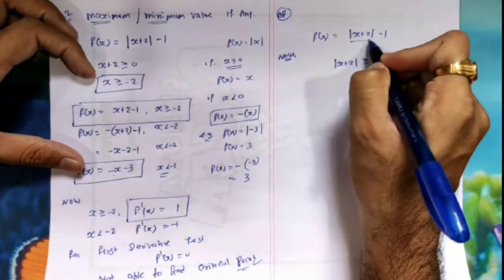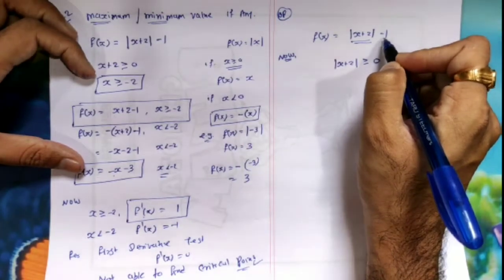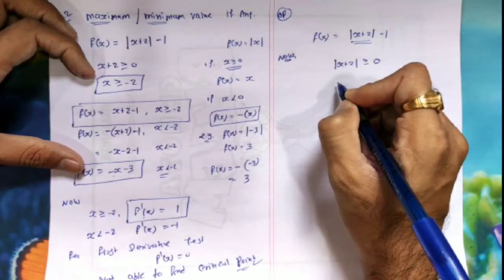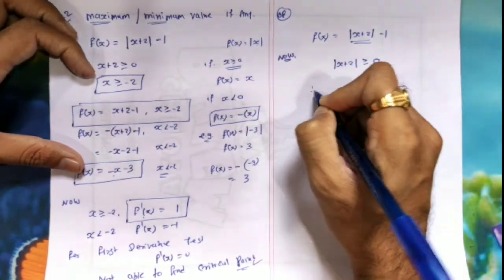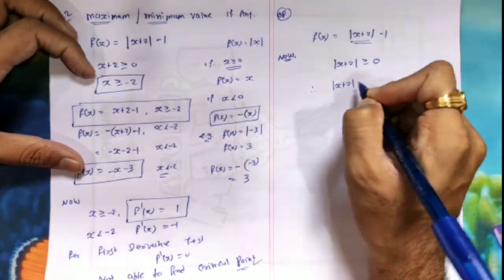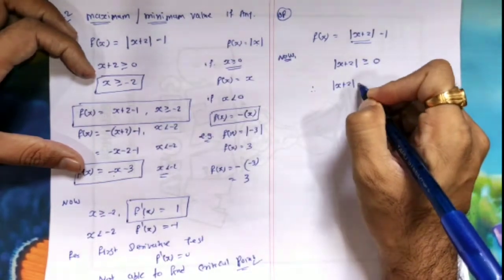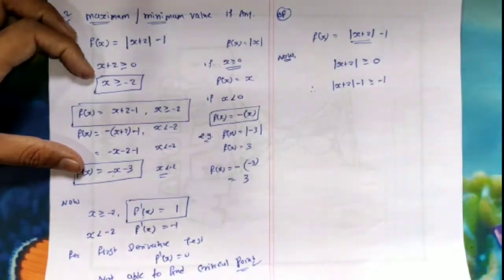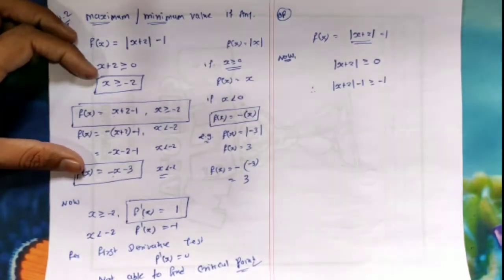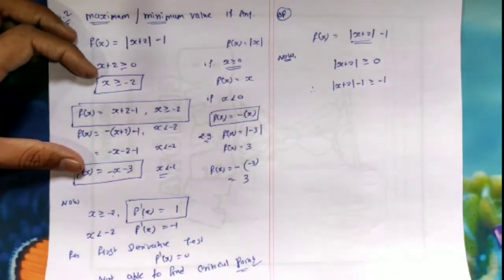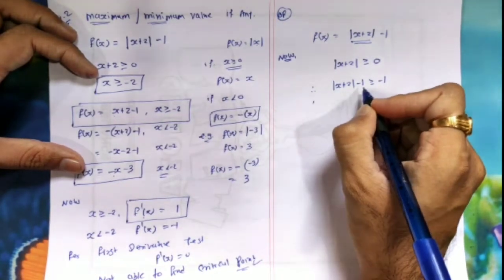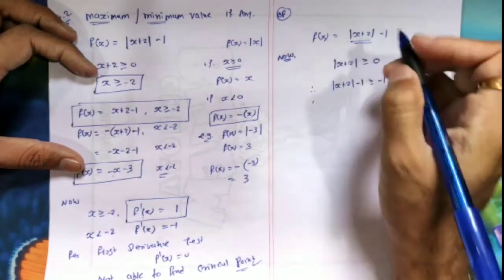Now we are subtracting 1 on both sides of this inequality. If we subtract 1 from both sides, the inequality will remain as it is; it will not change. So mod of x plus 2 minus 1 is greater than or equal to minus 1. Now what is mod x plus 2 minus 1? It is nothing but our function.